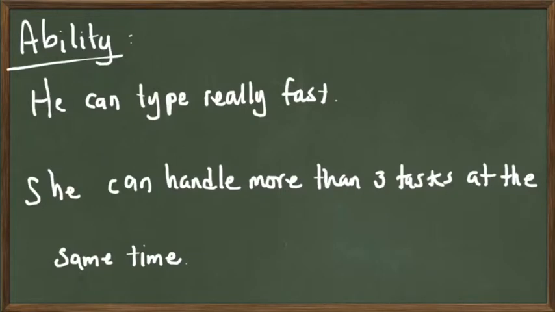Then we have the simplest one, which is ability. We say he can type really fast. He can use the keyboard. He can use the computer text really fast. This is a helpful ability these technological days.